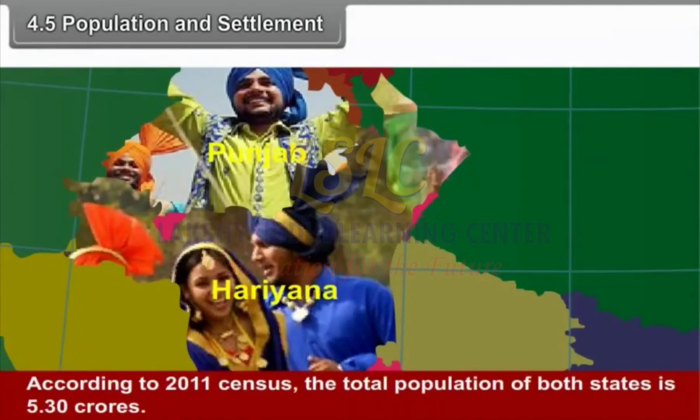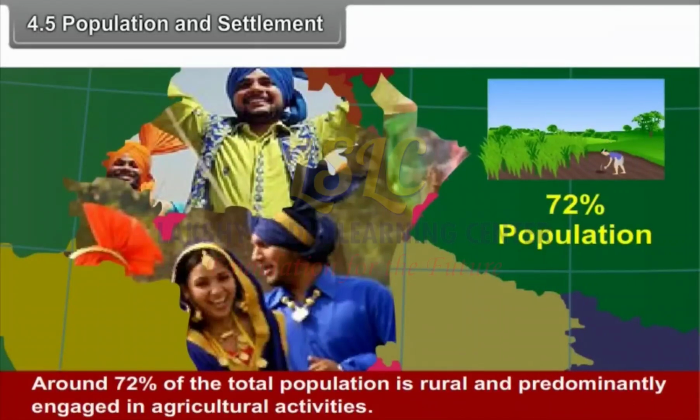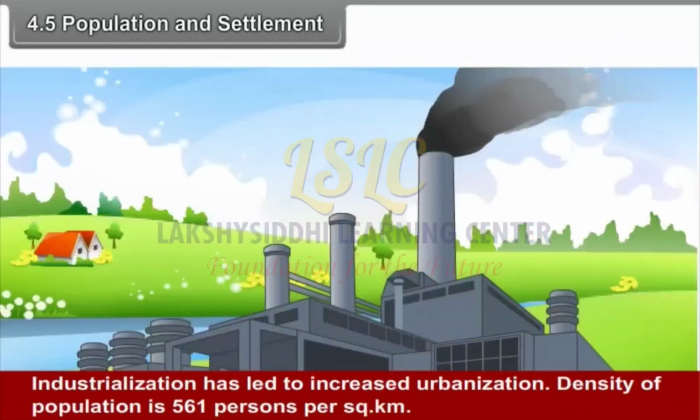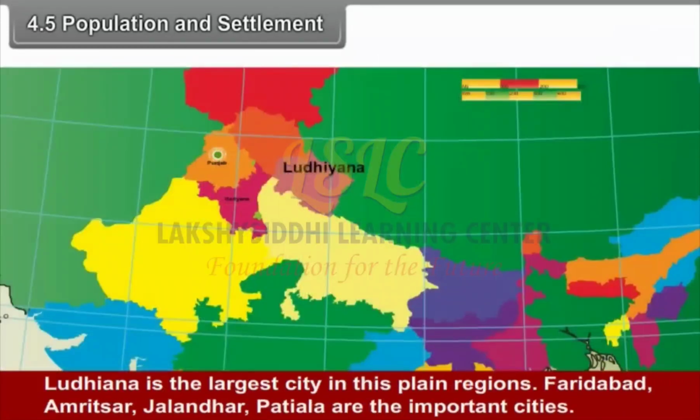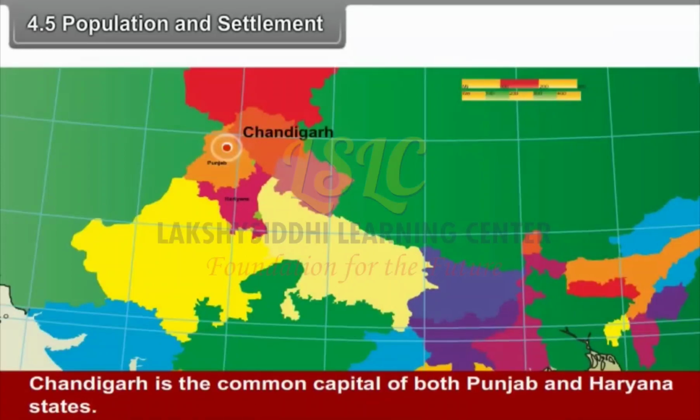4.5 Population and Settlement. According to the 2011 census, the total population of both states is 5.30 crores. Around 72% of the total population is rural and predominantly engaged in agricultural activities. Industrialization has led to increased urbanization. Density of population is 561 persons per square kilometer. Ludhiana is the largest city in this plain region. Faridabad, Amritsar, Jalandhar, and Patiala are the important cities. Chandigarh is the common capital of both Punjab and Haryana states.